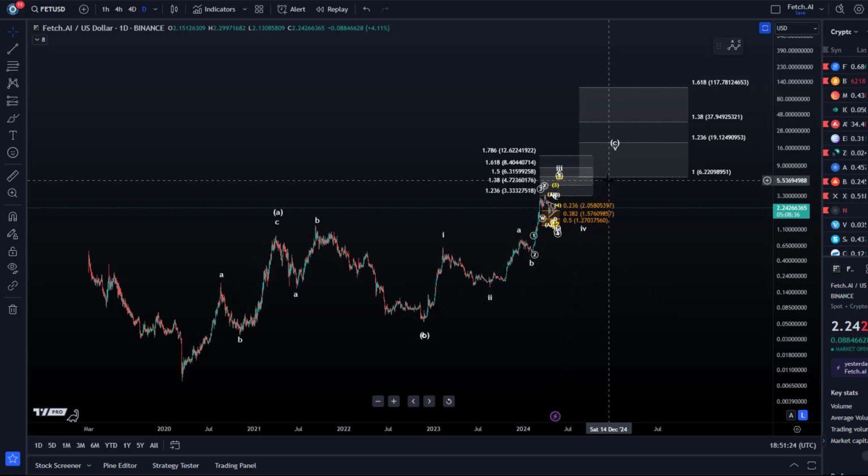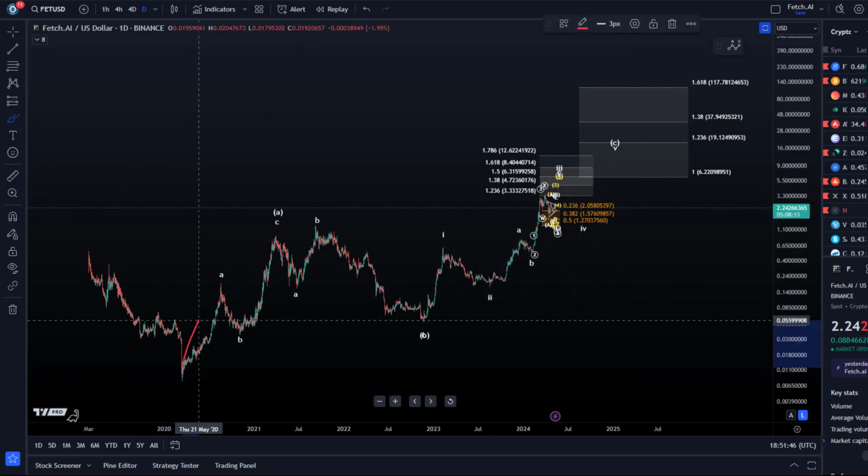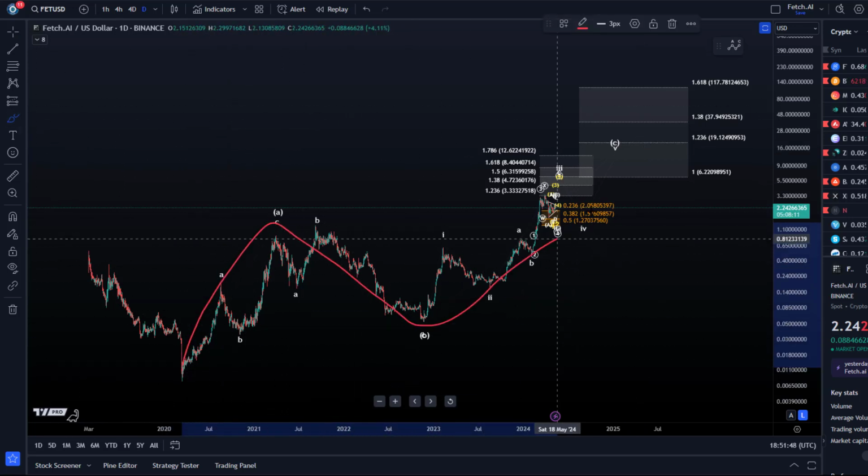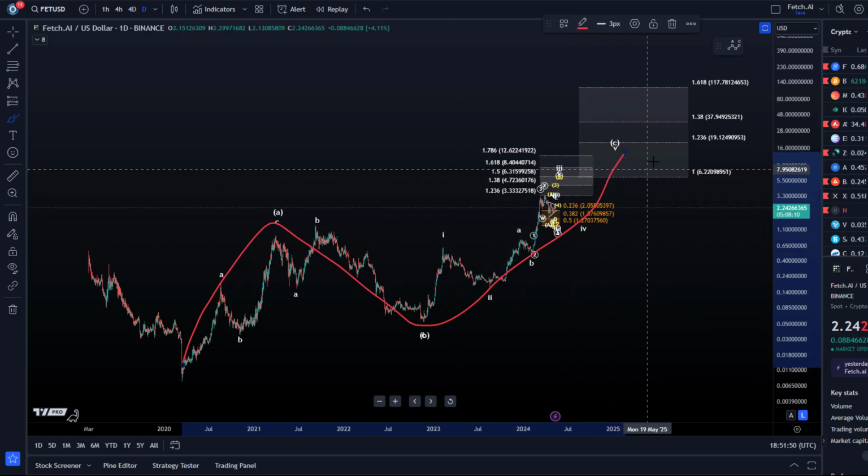The next larger degree Fibonacci upside target is around the $6 mark. So we have a smaller degree target around $5, and then $6 is the next larger degree. Just above that, we've got $8.40, $12.62, and $19, as $19 is the next larger degree Fibonacci target. So I'm overall looking at this as a large A, B, C structure. So that gives you the next upside levels.